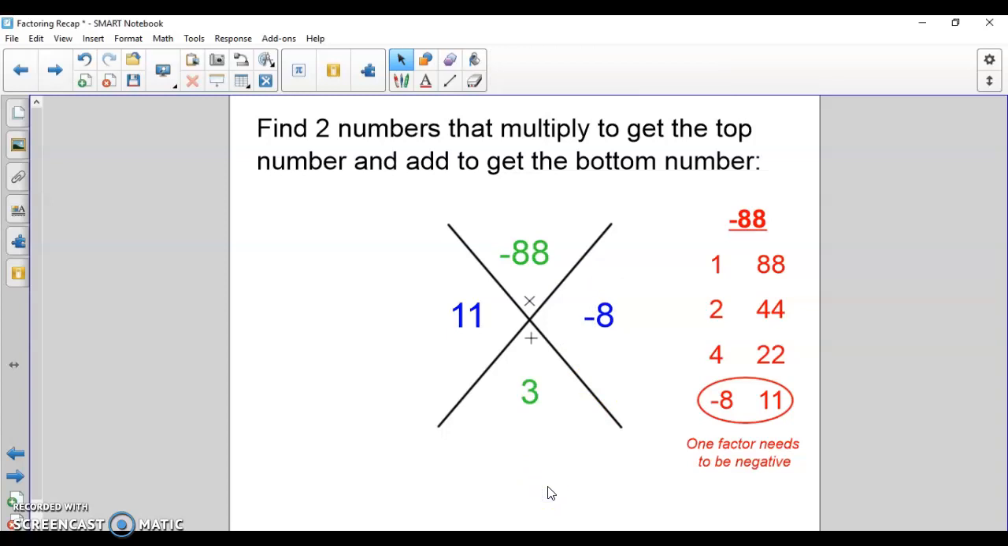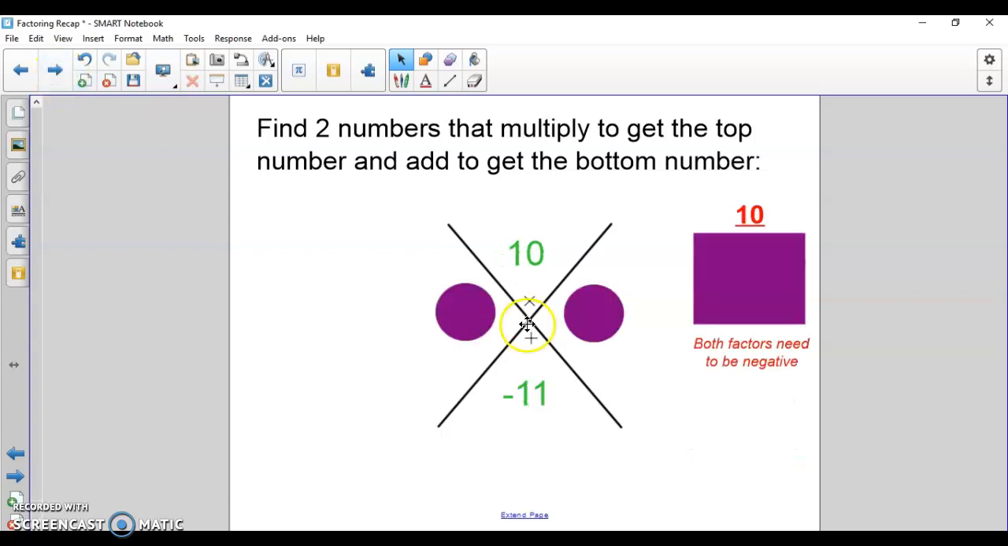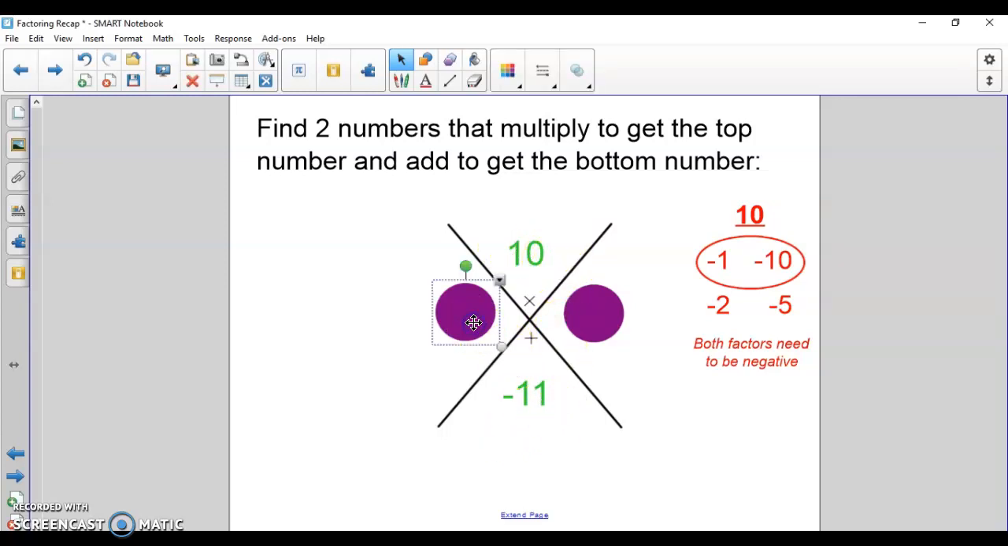Like always with Delta Math, I give you 2 attempts. So if you get the first attempt wrong, check your signs and figure out what went wrong. That's all. Next, factors of 10 that add up to negative 11. Both factors need to be negative in this case because you need a positive 10. Two negatives make a positive, but 2 negatives make a negative number when you add. Going there, it's negative 1, negative 10.